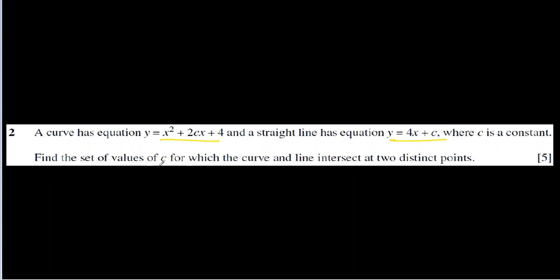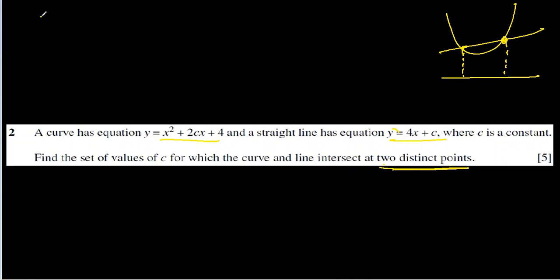Find the set of values of c for which the curve and the line intersect at two distinct points. This is our requirement. Okay, so suppose this is a curve. It is a positive x squared, that means it is opening up. And a line is here which is intersecting it at two places. And whatever is the y coordinate of this point, or this point for that matter, it will be the same for the line as well as the curve because it is a common point. That means this y and this y we can equate.